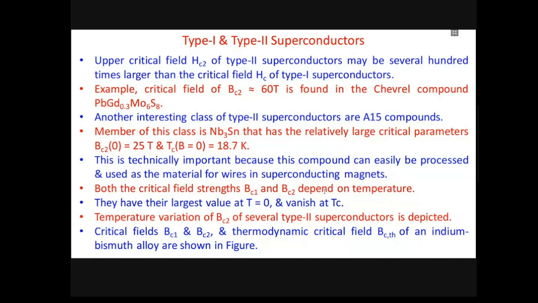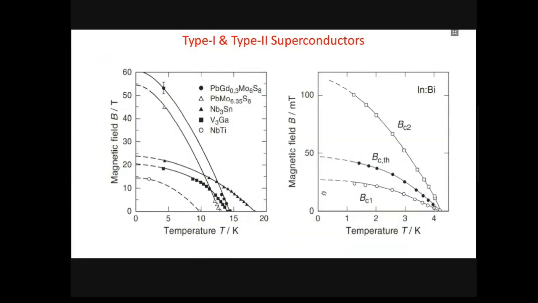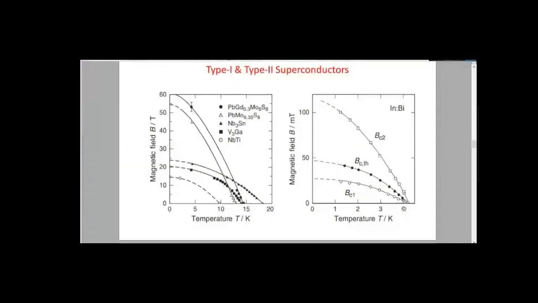The temperature variation of HC2 of several types is pictured. We will see in the figure how this varies: the critical fields HC1 and HC2, and the thermodynamic critical field, are shown. This is the representation of the different critical fields and the corresponding variation with temperature. This is similar to what we saw previously in the morning.